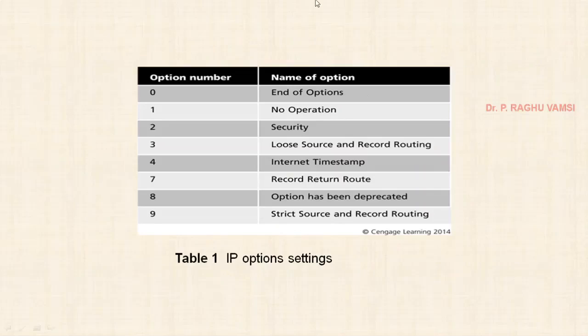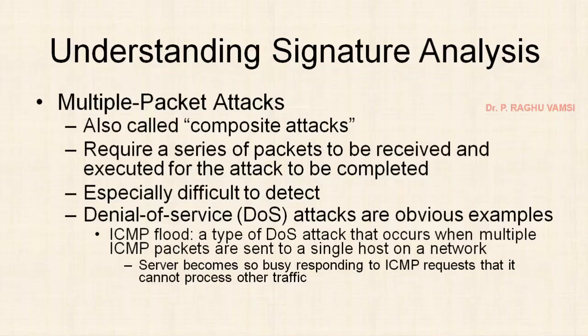The IP options are like this: end of option, no operation, security, loose source and record routing, record route, internet timestamp, record return route. As I told you in the morning session, the recording of the return route. Application options have been deprecated, strict source and record routing. Setting these kinds of options may sometimes freeze the server.